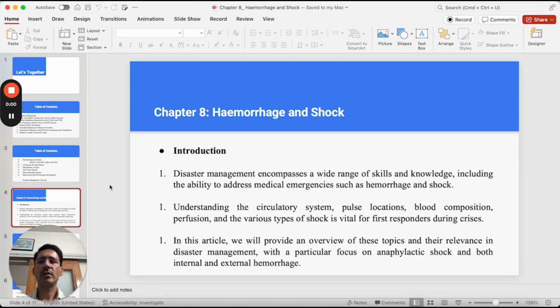Hemorrhage and shock. Disaster management encompasses a wide range of skill and knowledge, including the ability to address medical emergencies such as hemorrhage and shock. Understanding the circulatory system, pulse location, blood composition, perfusion, and the various types of shock is vital for first responders during crisis. In this article, we will provide an overview of these topics and their relevance in disaster management, with a particular focus on anaphylactic shock and both internal and external hemorrhage.